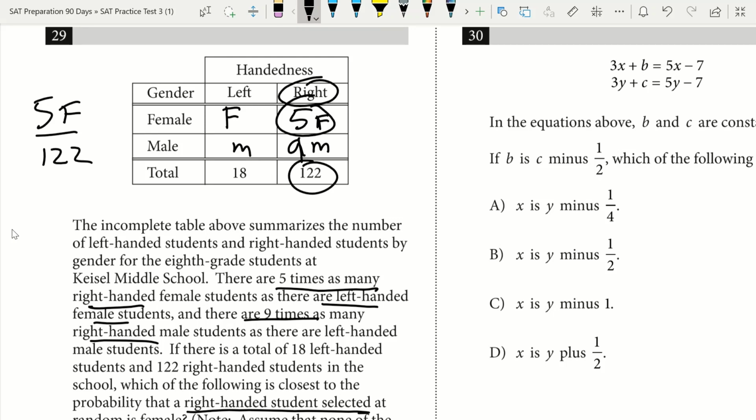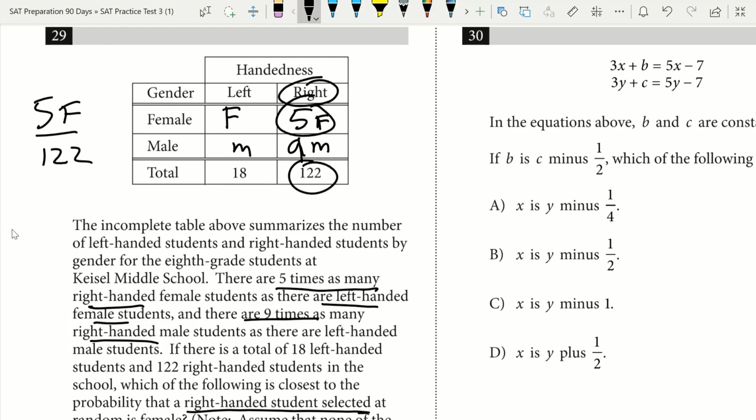Okay, so you saw that as I read through this, I filled in my table. That's something I'd recommend you do as well with the SAT math section. When I read that there were 5 times as many right-hand female students as left-hand female students, I called my left-hand female students F, and I called the right-hand female students 5 times F, right? Because it's 5 times as many. I did that same thing with males, except for males it was 9 times as many.